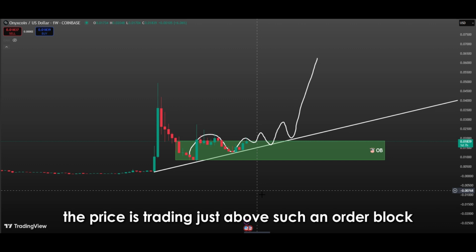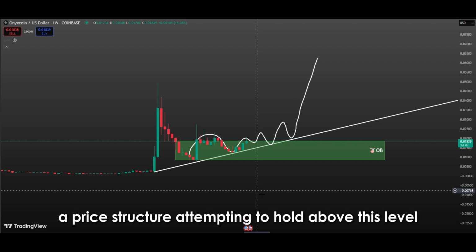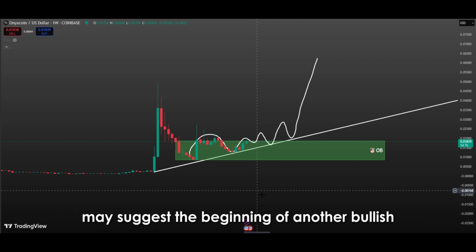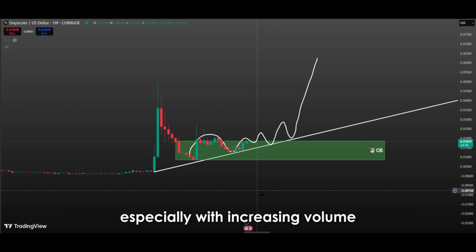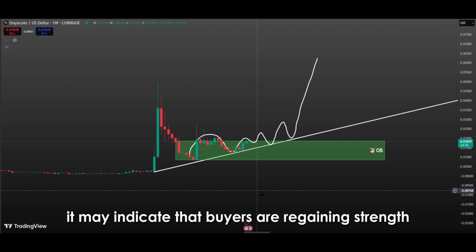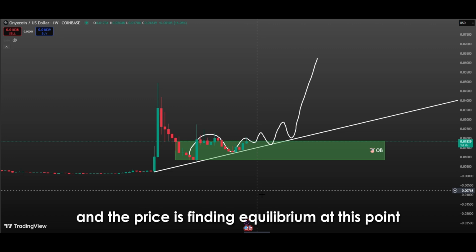Currently, the price is trading just above such an order block. This is considered a highly positive technical signal. A price structure attempting to hold above this level may suggest the beginning of another bullish acceleration, similar to what happened in the past. Especially with increasing volume as the price approaches this level, it may indicate that buyers are regaining strength, supply is weakening against demand, and the price is finding equilibrium at this point.